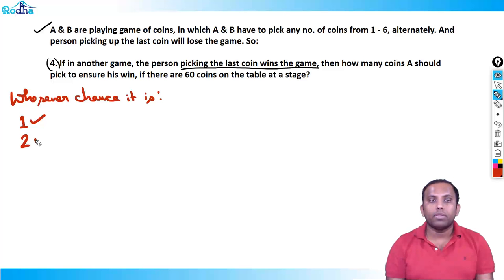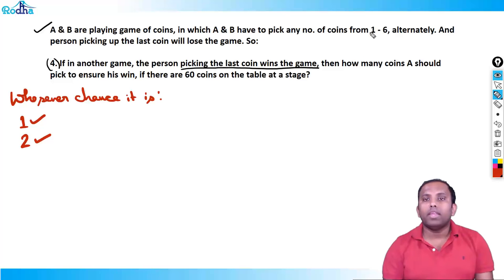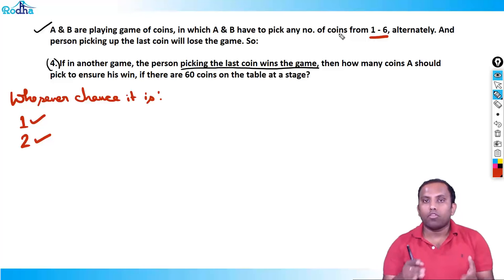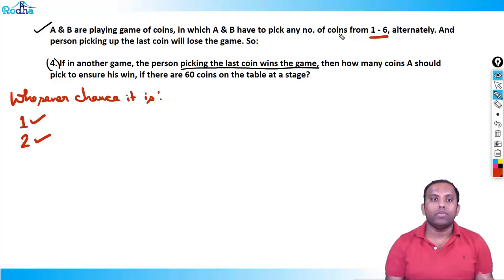Will he want two coins to be on the table? Yes, because he can pick any number from 1 to 6. So if there are two coins also, he'll pick both the coins. In that case, he's picking the last coin to win the game, right? So if he's picking both the coins, he'll finish the table. So whoever finishes the table will win the game, because if there are two coins on the table, he can pick the last coin and finish the table. So he will win the game.